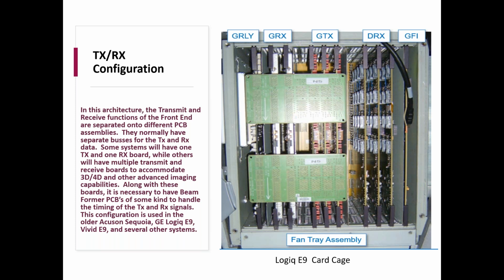So that's what you see in this front end. What you're looking at on the right-hand side here is a Logic E9 card cage, the older style GFI configuration. There's a newer MRX configuration of this front end. But the systems that use this RX-TX sort of setup or architecture would be the older Acoustic Sequoia, the GE Logic E9, the Vivid E9, and there are quite a few other systems that use an RX-TX configuration.